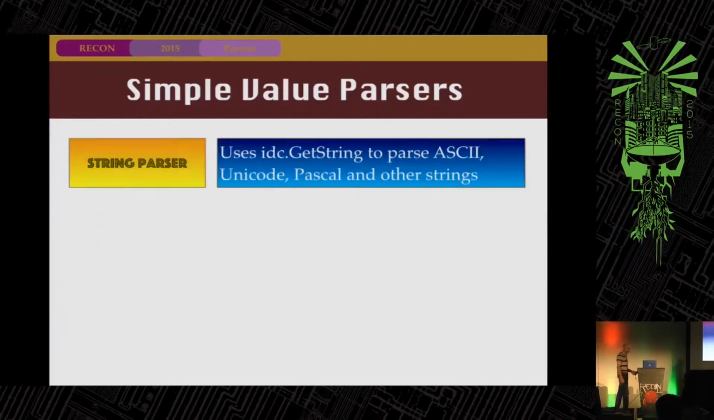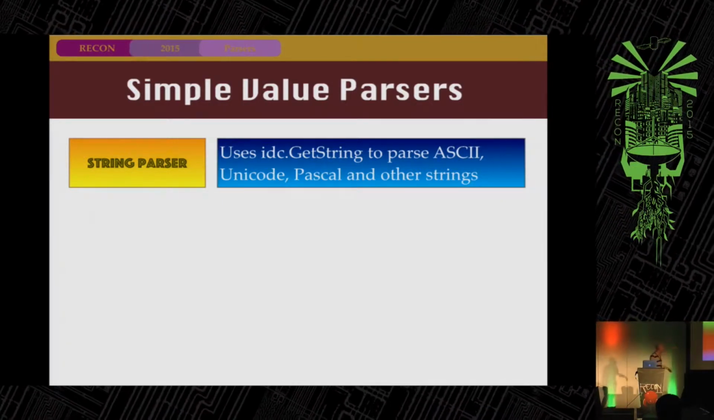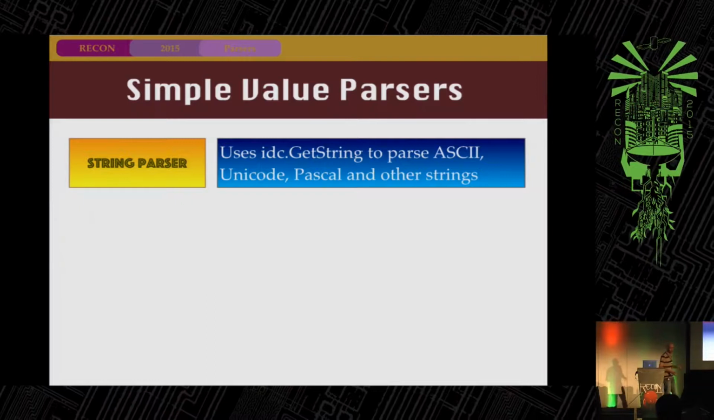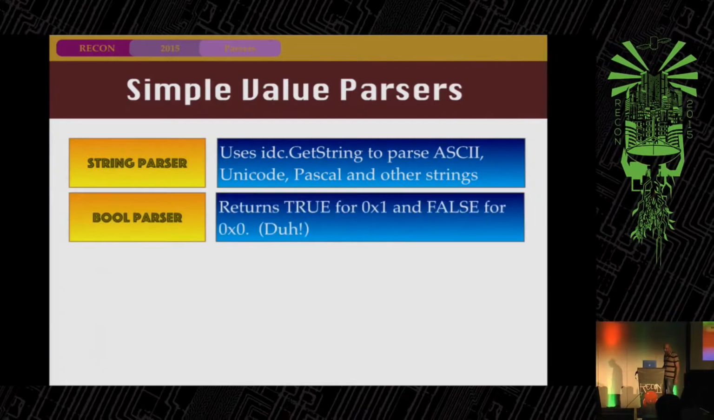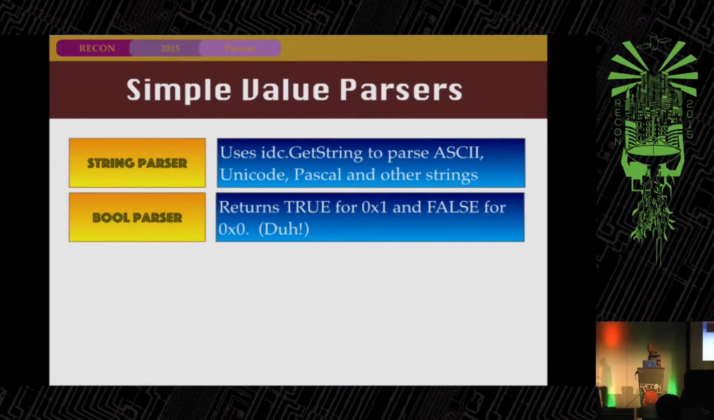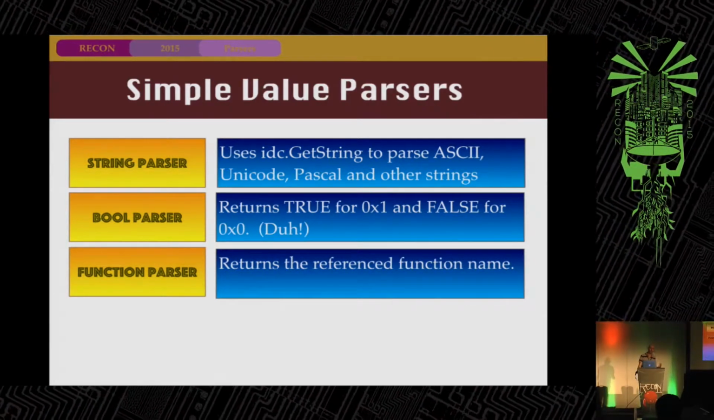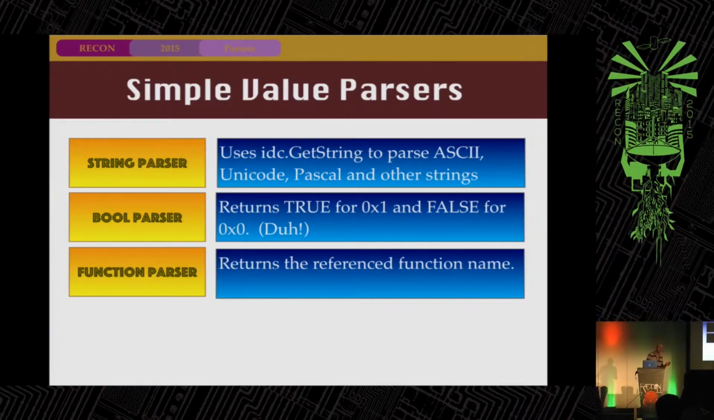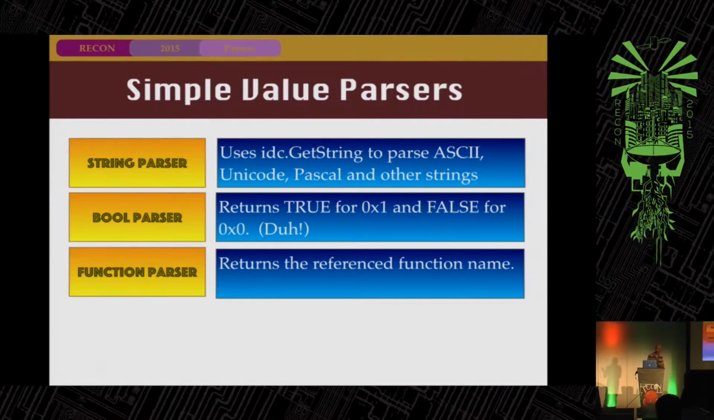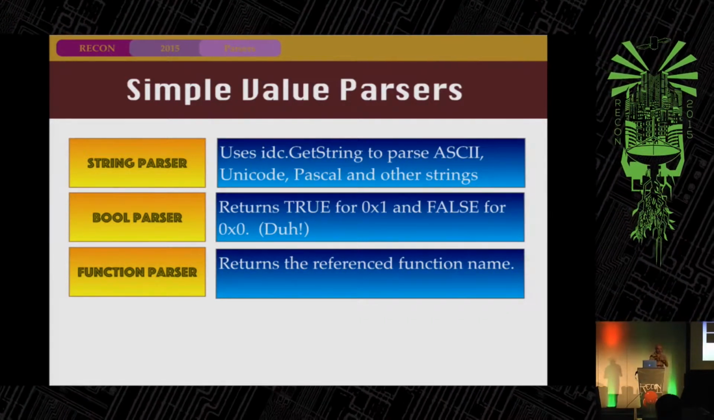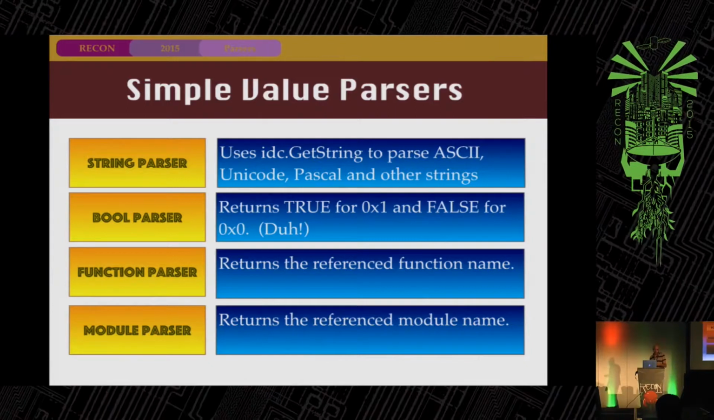So let's start with the simple value parsers, which are the string parser, as you've seen before. Now, in here, we actually use the idc get_string, which helps us to parse ASCII strings, Unicode strings, Pascal strings, and a whole other bunch of strings that I really don't know anything about, but we do parse them. Boolean parser, as you've seen, 1 is true, 0 is false, pretty easy. Another thing is a function parser. So when we get a raw value, this parser actually checks if that raw value references any beginning of function. And if it does, it will actually give you the function name. So when a function is being passed as an argument to another function, instead of seeing the raw value, we'll actually see the function name, which is really useful. And the other thing is the module parser, which just does the same thing, only with modules.